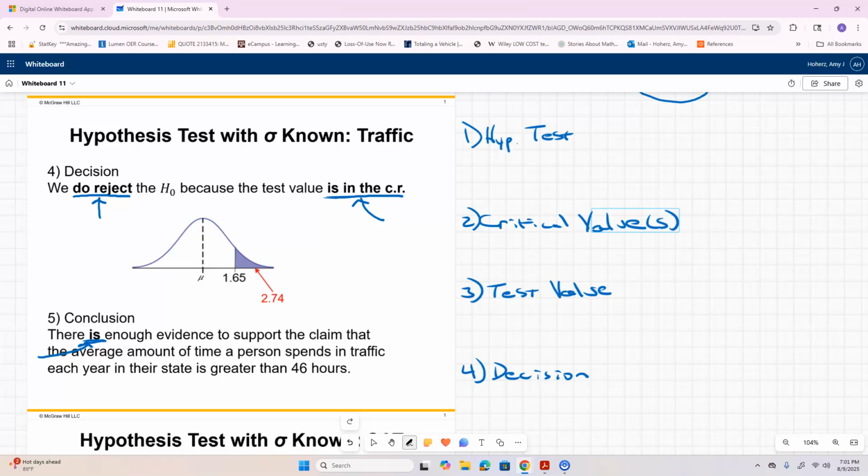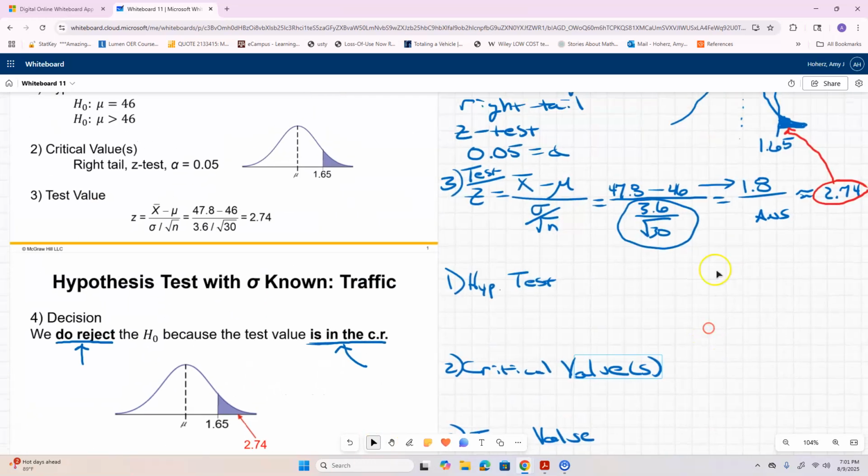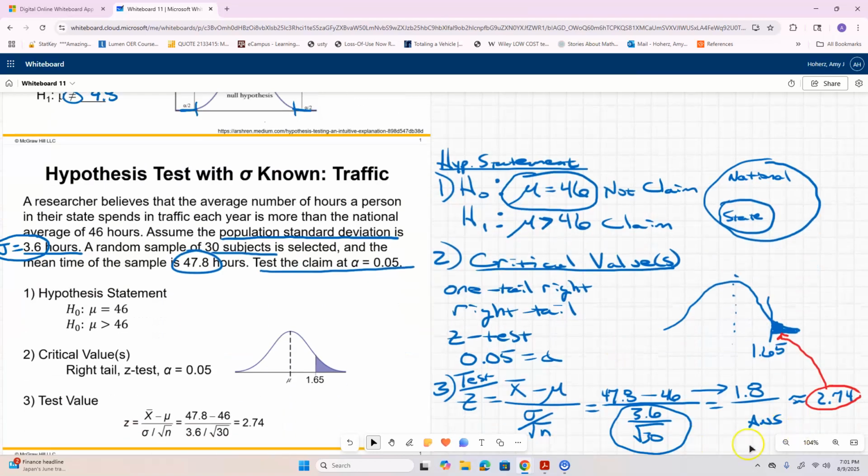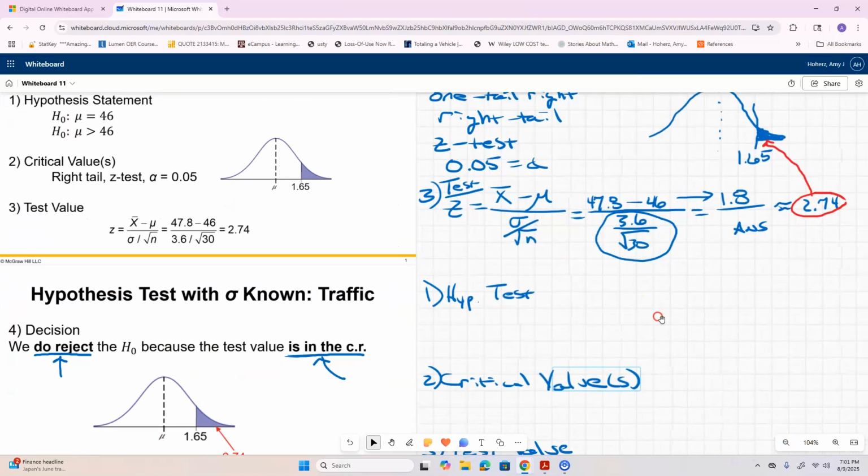Okay, so we did reject the null hypothesis, meaning we found this null hypothesis guilty for that specific state. We're saying, no, it's not 46, we believe it's greater than 46. We're going to reject that and say we have enough evidence for the charges or the claim that the mean for their state is bigger than 46. And that's it. That's an entire hypothesis test.